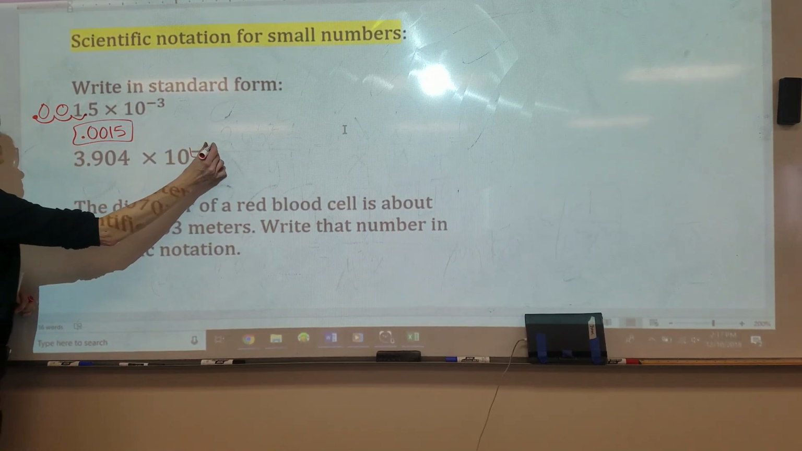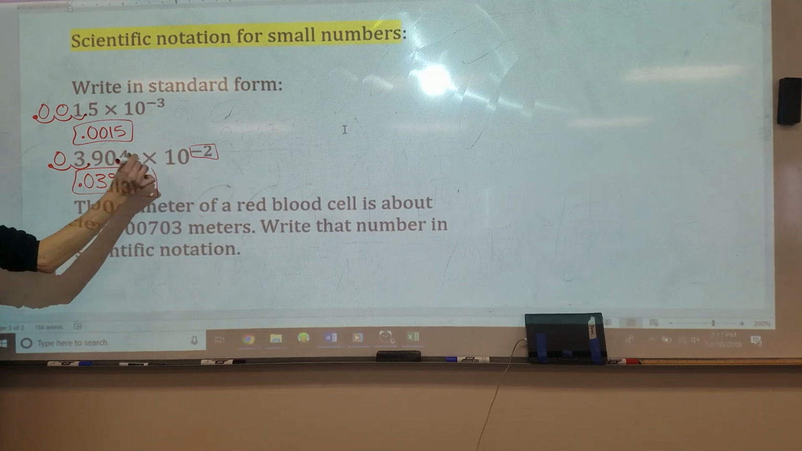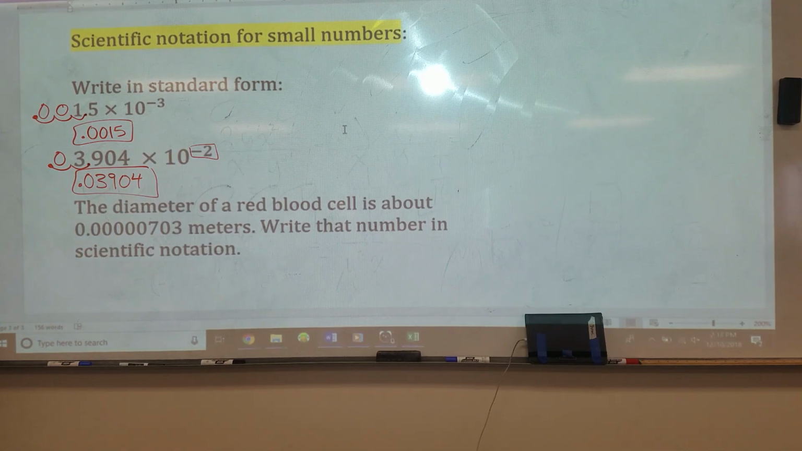Let's do one more. This says -2, so I move it to the left. What direction? Get ready? Left. 2 places. 1, 2. Try my new one. Fill it in with 0. Rewrite my number without swoopies. There's standard form. Now let's go in the reverse direction.